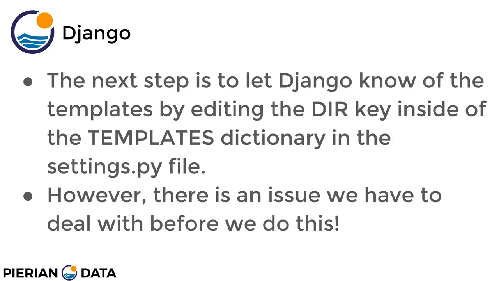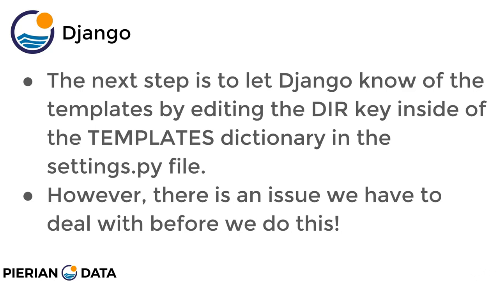The next step is to let Django know of the templates by editing the DIR key inside of the TEMPLATES dictionary in the settings.py file. So inside the settings.py file for the project, there's a variable called TEMPLATES, and it's a dictionary. And inside that dictionary, there's a string, DIR, which stands for directory, and that's what we need to edit to let Django know where the templates are.